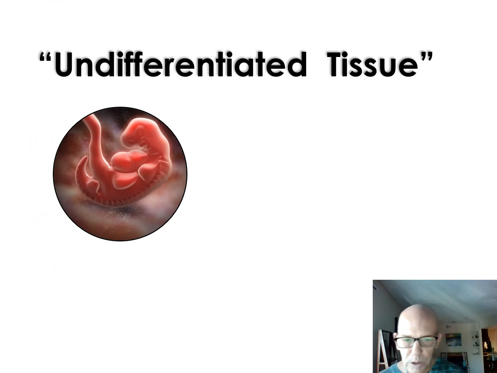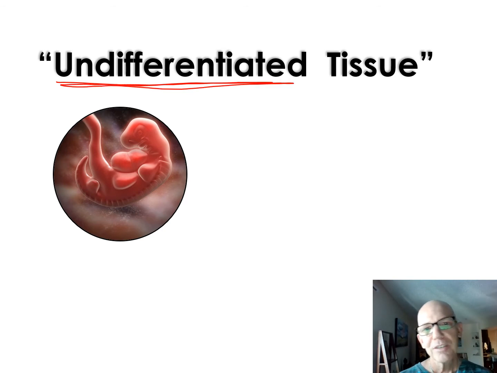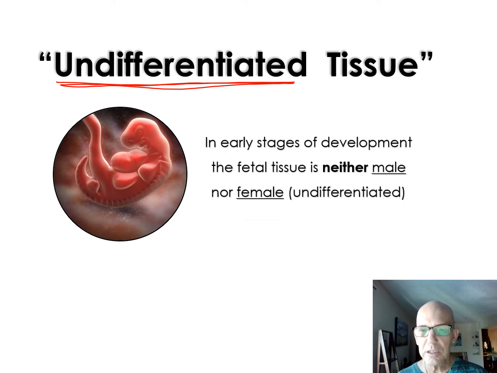Now, at one point, the tissue of a fetus is called undifferentiated. This is really controversial because that's the tissue that they want to use for people that have Alzheimer's and stuff like this. It's kind of like Play-Doh. They call it plastic. It can go either way. And so in the early stages of development, your tissue is not male or female, regardless of whether you're XX or XY.